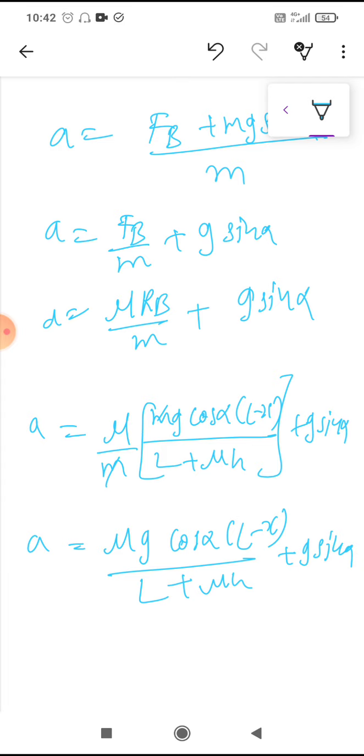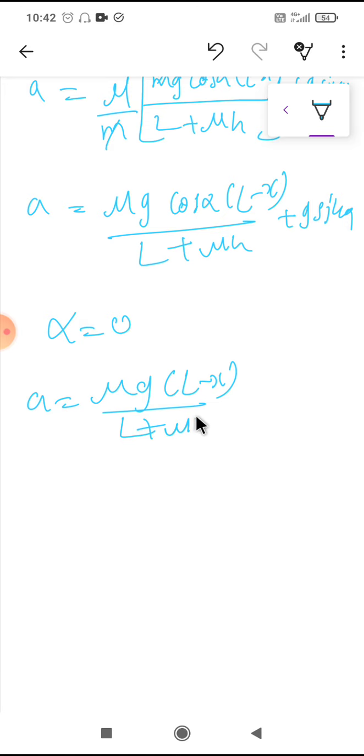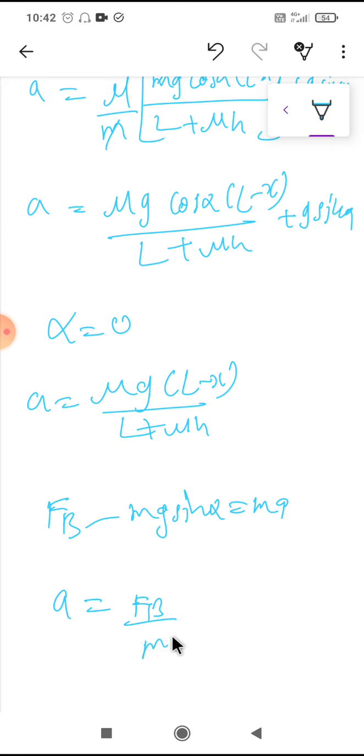Now on a level road where alpha is equal to 0, the acceleration will be equal to mu g into L minus x divided by L plus mu h, since sin 0 is 0. When the vehicle moves down the plane, it becomes FB minus mg sin alpha is equal to ma. At that time acceleration A will be equal to FB by m minus g sin alpha. So this equation will just have a negative sign, plus or minus, if it is moving down the plane.